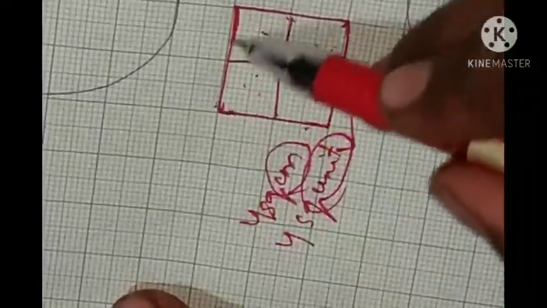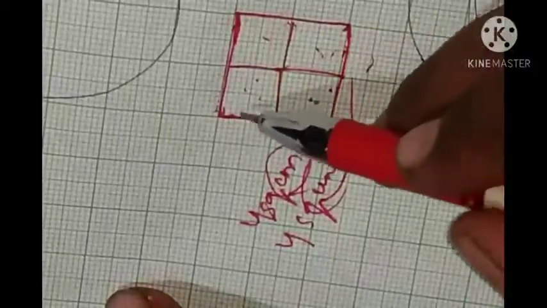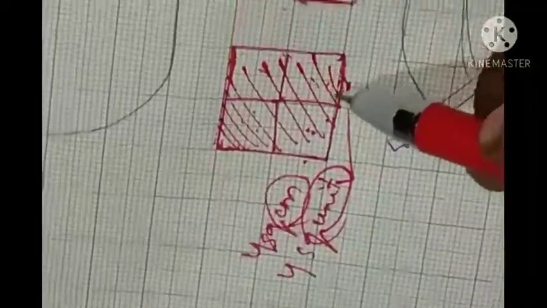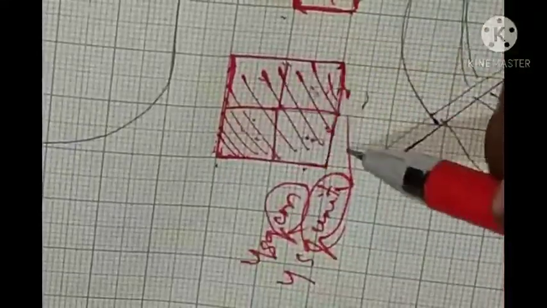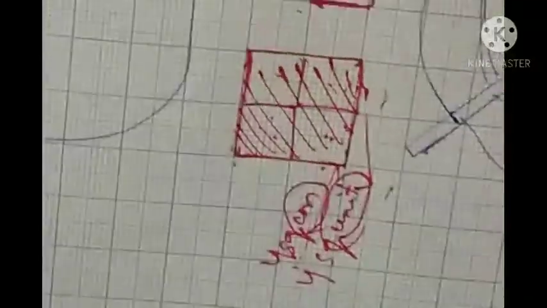So this is a figure we have kept. And inside it, this is the surface. And here how many squares are there? 1, 2, 3, 4. That's why it is 4 square centimeter, or you can write 4 square unit.